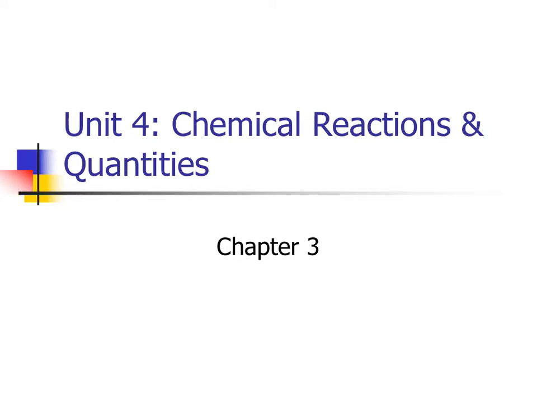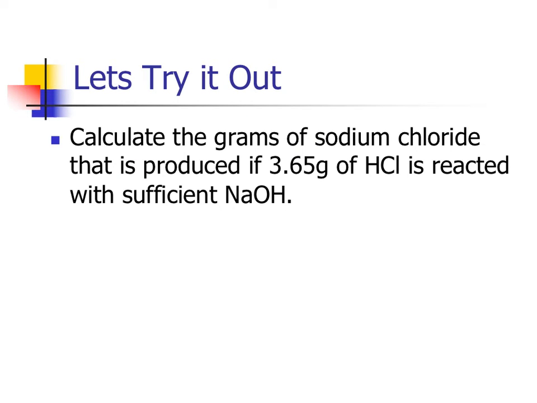With the quantities, continuing on in Unit 4, calculate the grams of sodium chloride that is produced if 3.65 grams of hydrochloric acid is reacted with sufficient, that's an important word, sodium hydroxide. Okay? Probably not the best example, but it's an example nonetheless. It does technically give us a chemical reaction, even though the chemical reaction isn't the best one ever. Okay? So there are some things that we can look at and put together.